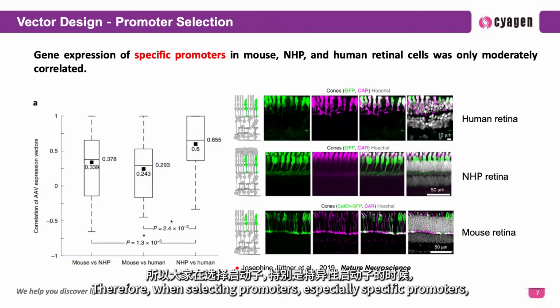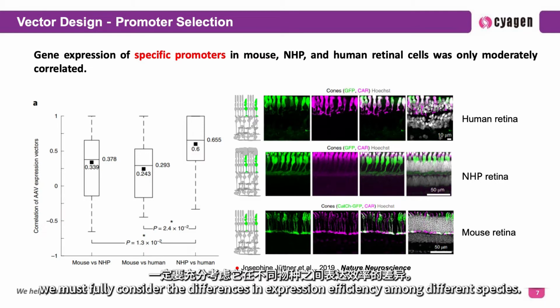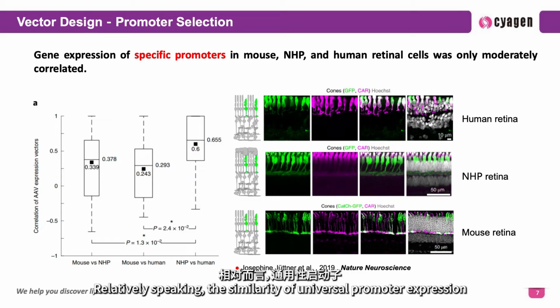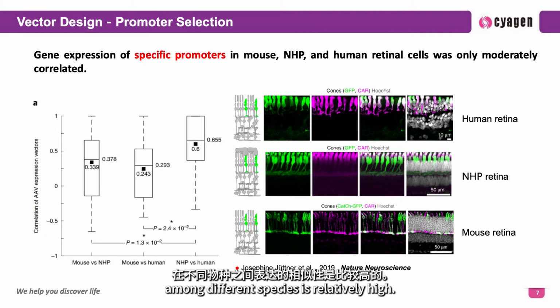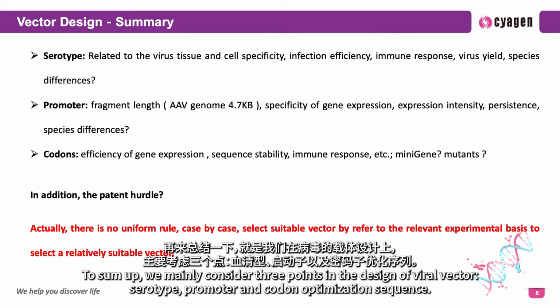Therefore, when selecting promoters, especially specific promoters, we must fully consider the differences in expression efficiency among different species. Relatively speaking, the similarity of universal promoter expression among different species is relatively high. To sum up, we mainly consider 3 points in the design of viral vector: serotype, promoter and codon optimization sequence.